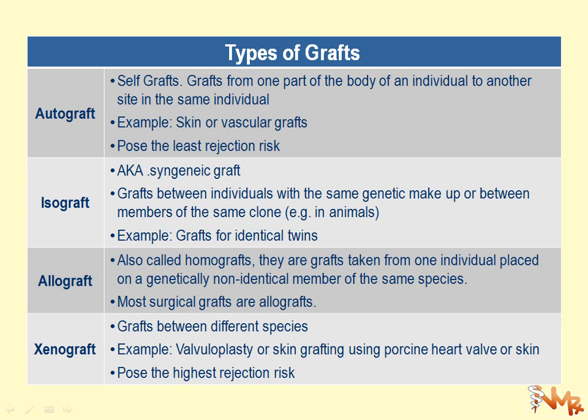Allografts, also known as homografts, are grafts taken from one individual placed on a genetically non-identical member of the same species. This is by far the most common type of graft. Xenografts are grafts between different species. For instance, in valvuloplasty or skin grafting, we may use porcine heart valve or porcine skin. This one poses by far the highest rejection risk.